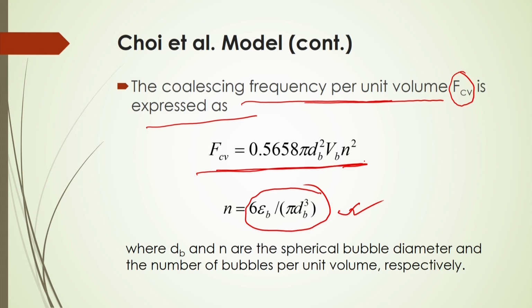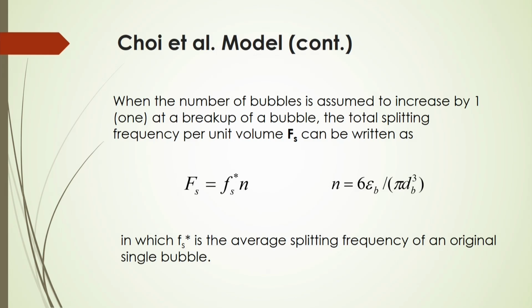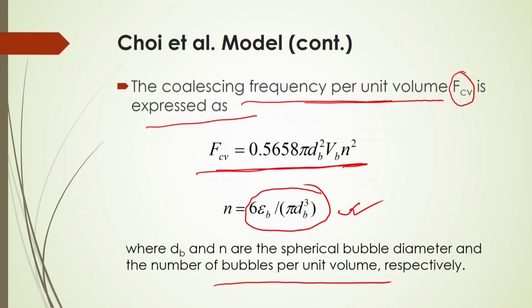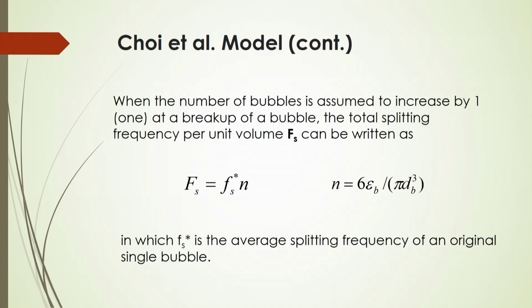So, this frequency depends on the bubble size as well as the number of bubbles formed inside the bed, and so you have to know what the bubble speed should be there. Here, dB and n are the spherical bubble diameter and the number of bubbles per unit volume that should be calculated, and based on that you will be able to calculate the coalescence frequency per unit volume.